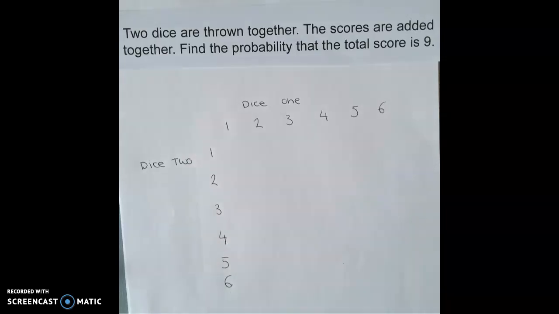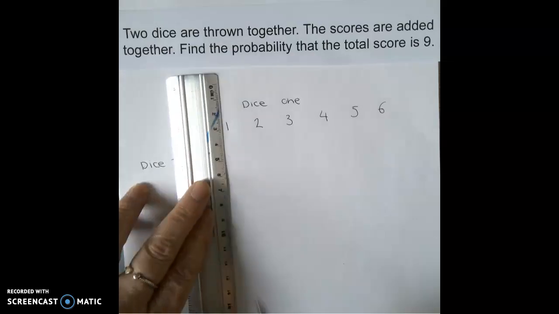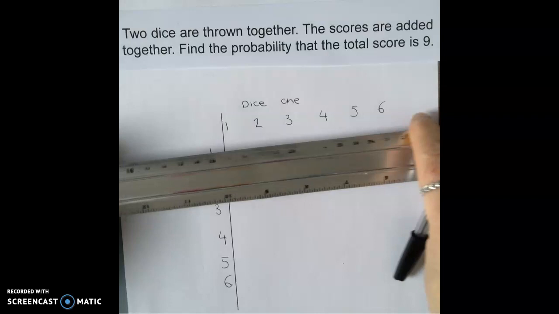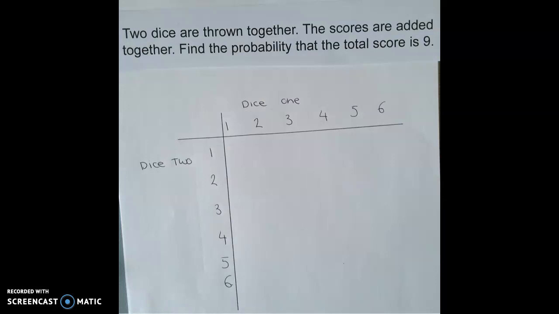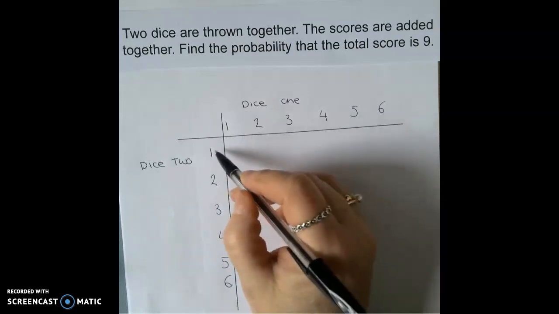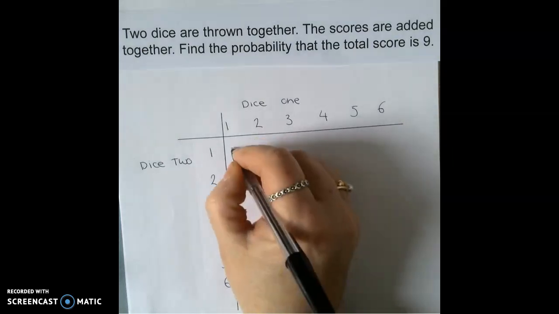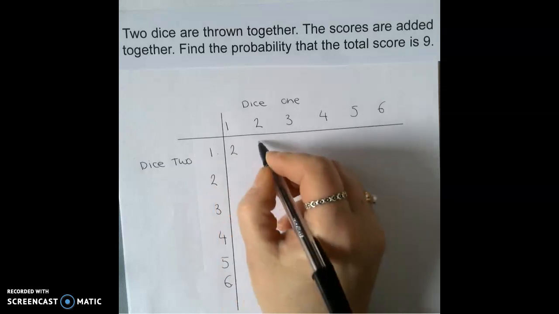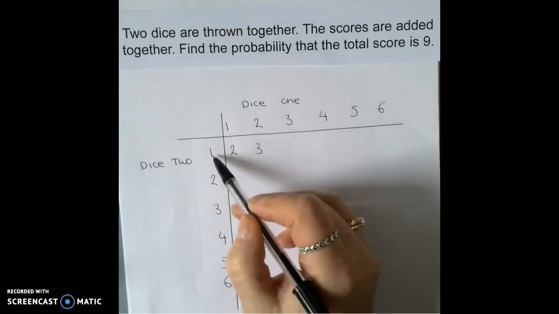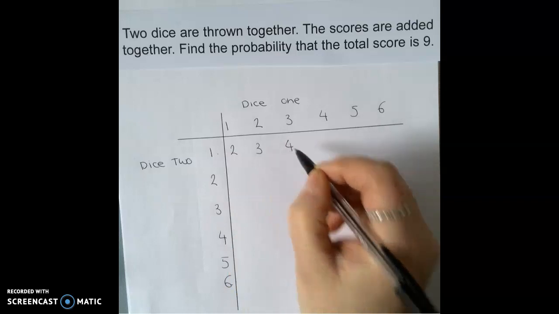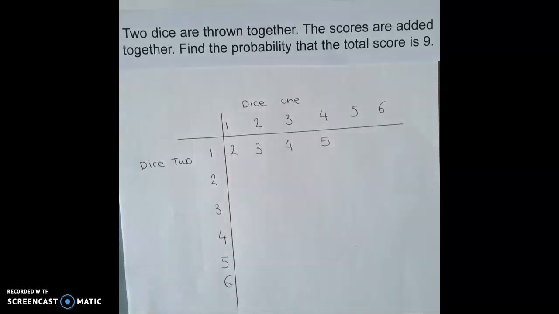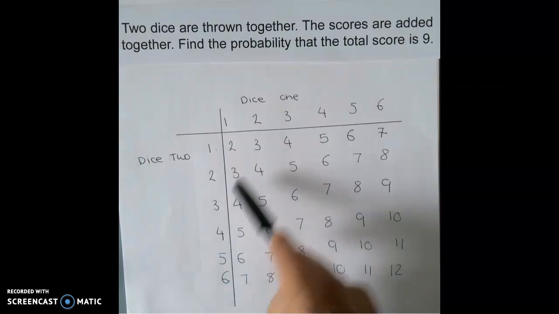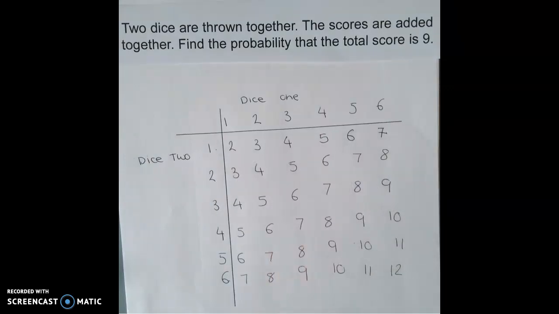Okay, so I'm just going to put a couple of lines on there to make it a bit neater and a bit easier to understand. And the question says the scores are added together. So the 1 and the 1 will become 2. The 1 and the 2 will become 3. 1 and 3 added together is 4. 1 and 4 added together is 5, and so on. So I've now added up all my sides together.